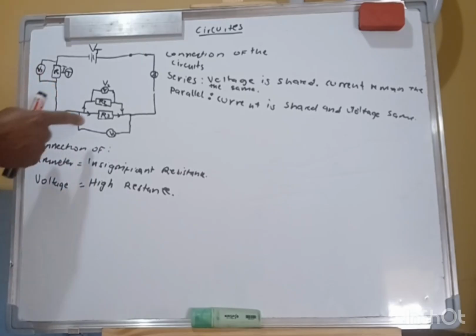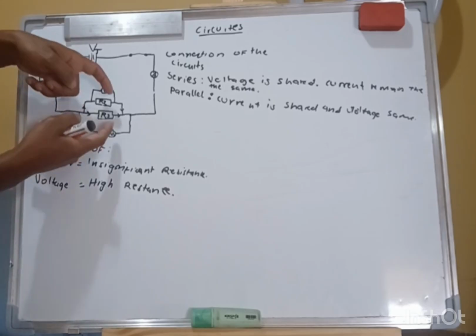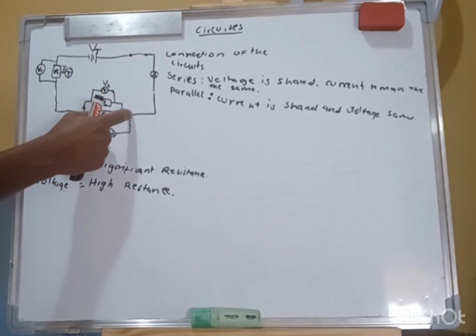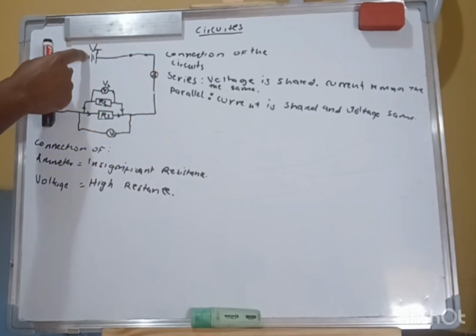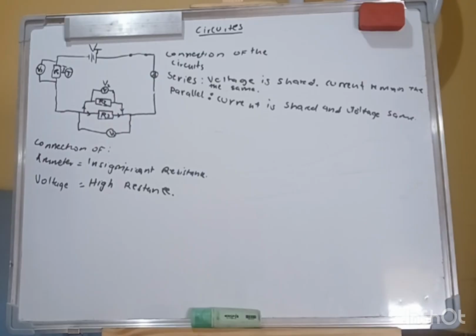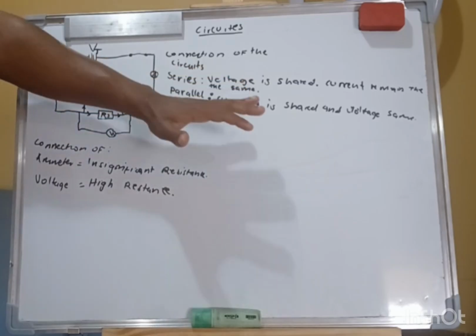How does it split? According to the ratio of the resistance. Where there's less resistance, there will be more current. Where there's more resistance, there will be less current. And then it goes back again, you get the total current again, and it flows. You get the same current that was produced in the battery. Current is not lost, it just splits in the second. It's the same current that is produced in the battery. That is very important.